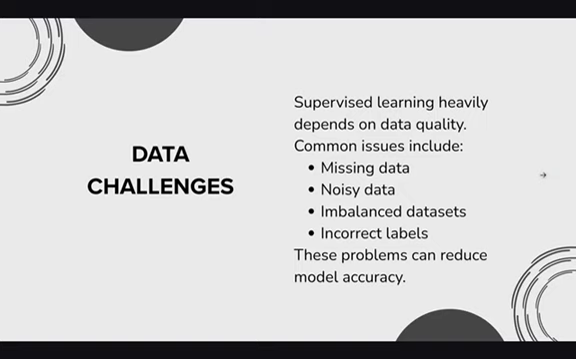Next will be data challenges. Supervised learning models strongly depend on the quality of data. If the data contains missing values, incorrect labels, or noisy data, the model generally fails to produce correct, accurate predictions. Another issue is imbalanced datasets, where one class appears much more frequently than the other. For example, in fraud detection, the fraudulent transactions are very few compared to normal transactions. So this causes issues. Proper data pre-processing and balancing techniques are necessary to solve issues like this.